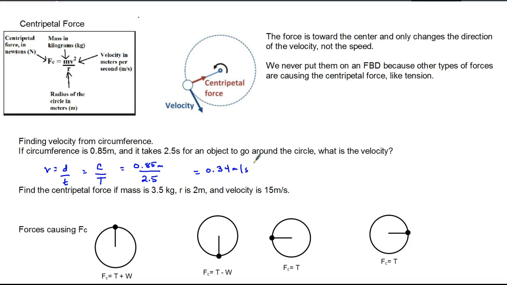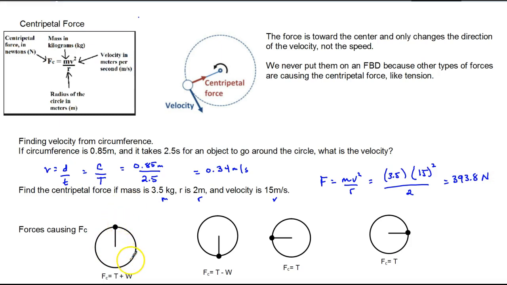meters per second. Find the centripetal force if the mass is 3.5 kilograms, the radius is 2 meters and the velocity is 15 meters per second. So F equals mv squared over r, and that equals 3.5 kilograms times 15 squared divided by 2. So 15 times 15 times 3.5, divide that by 2, I get 393.8. And that would be newtons.